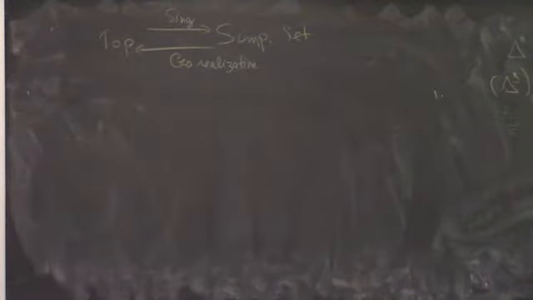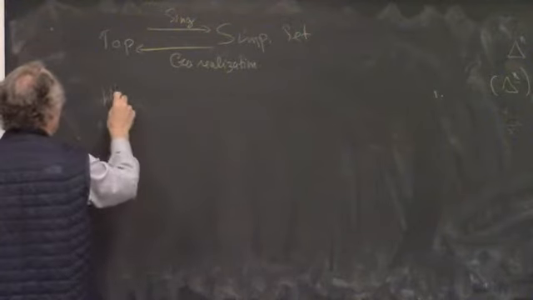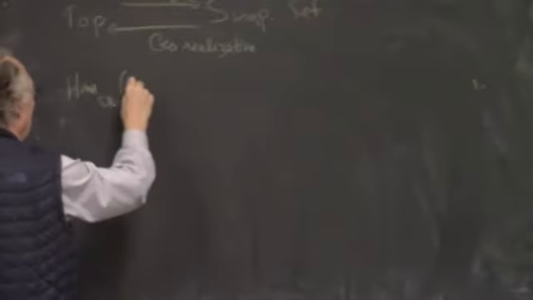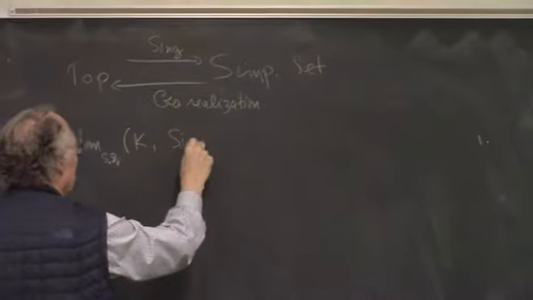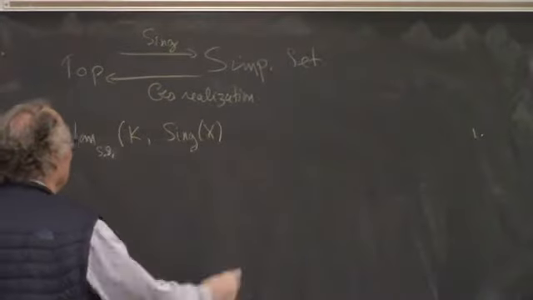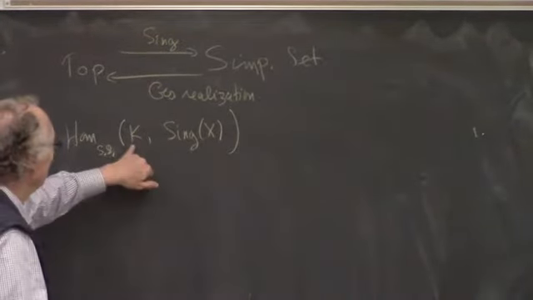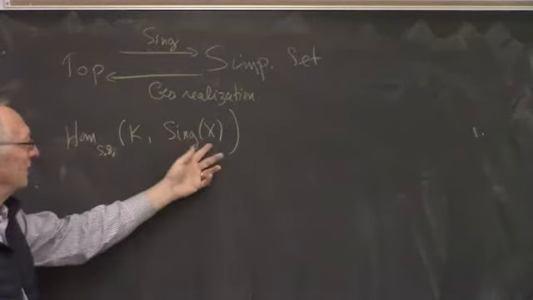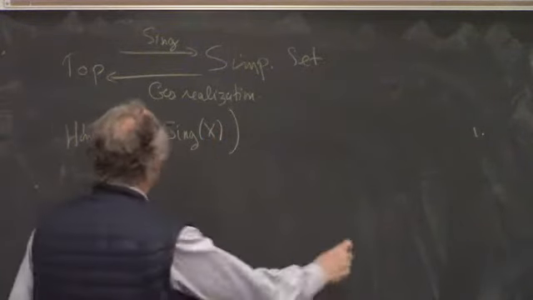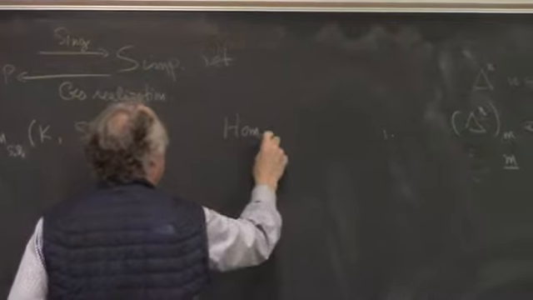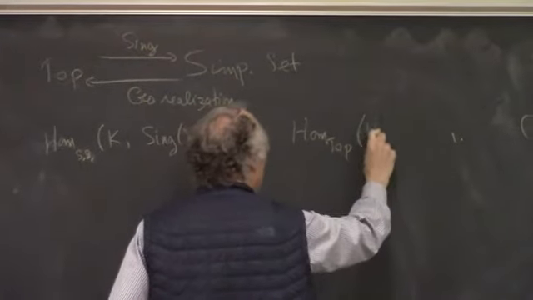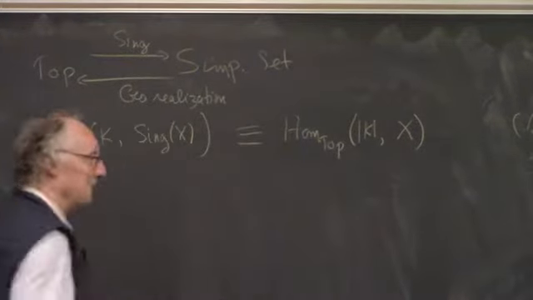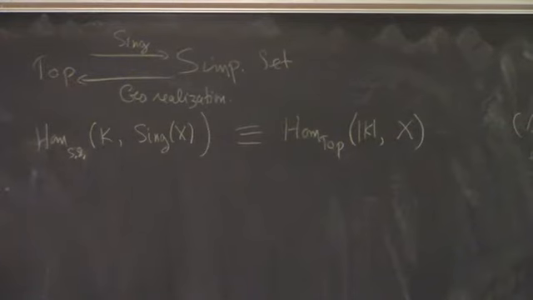These are adjoint functors. Given a simplicial set K, one thing you could do is take the Hom in the category of simplicial sets from K into Sing of the topological space X. The other thing you could do is take the Hom in the topological category from the geometric realization of K to X. And these are canonically identified.